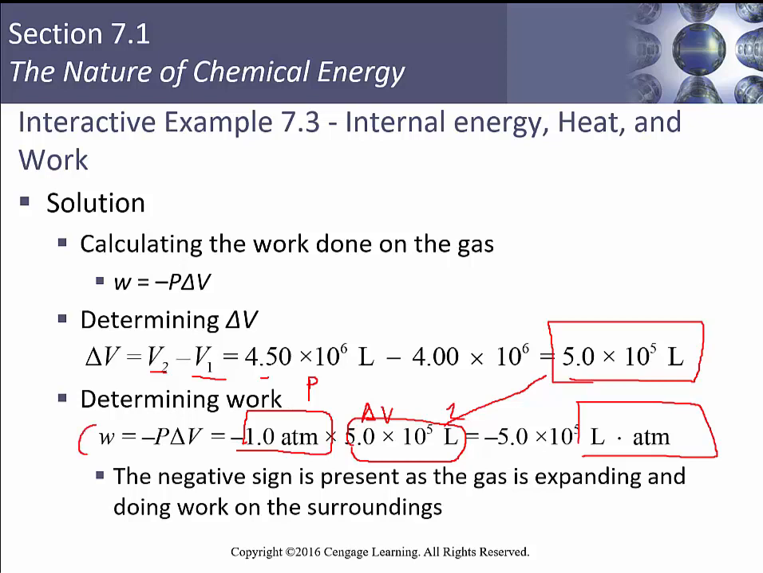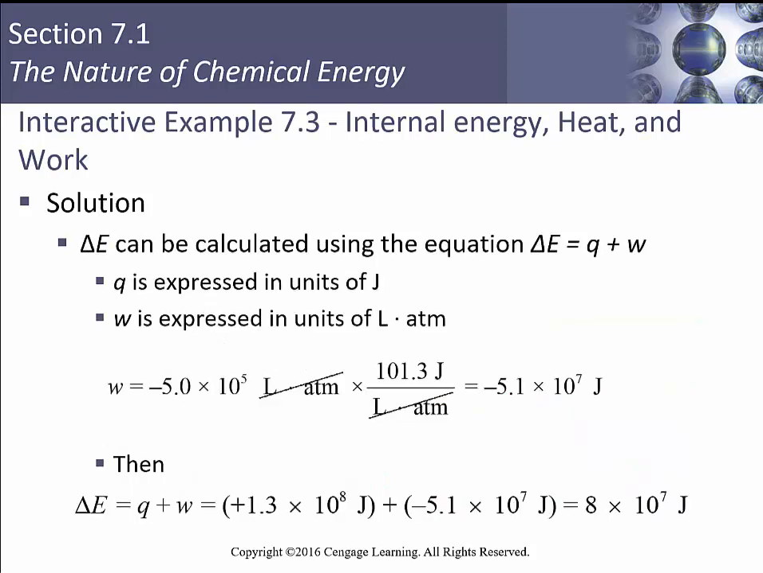Right? This unit here, work, wants to be in joules. This unit that we got by calculating pressure times volume is liters times atmospheres. So we then need to convert that. We want to get it out of liters times atmospheres. So we're going to convert that into joules by using that 101.3 joules divided by liters times atmospheres. Our liters times atmospheres cancel out. We end up with minus 5.1 times 10 to the 7 joules.